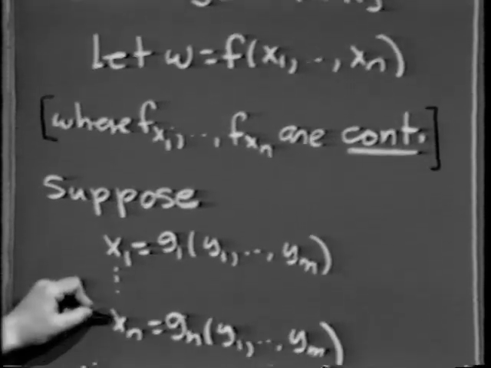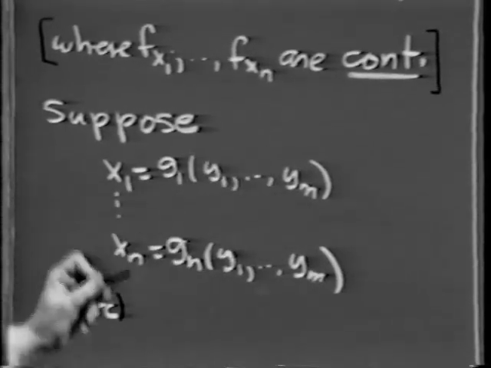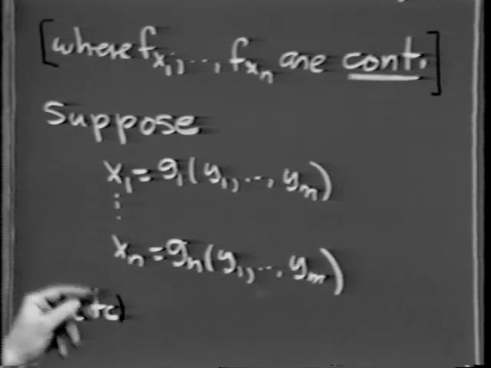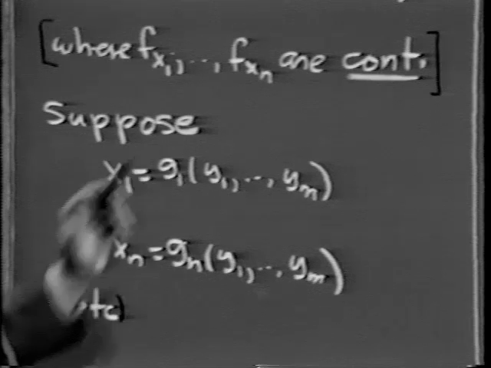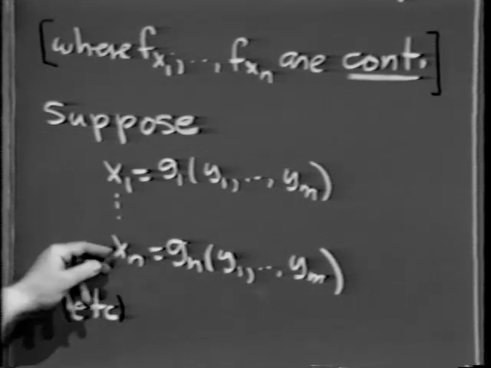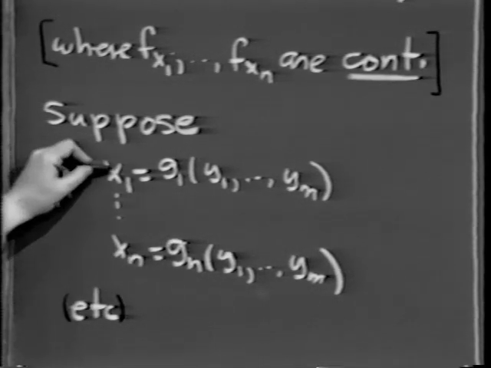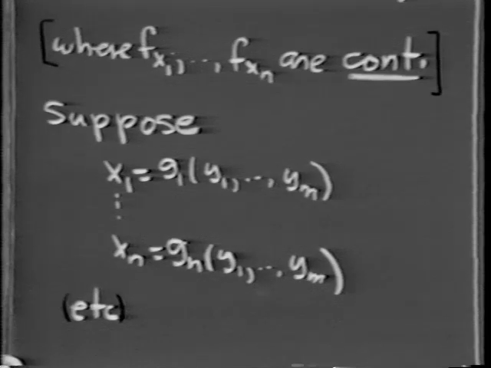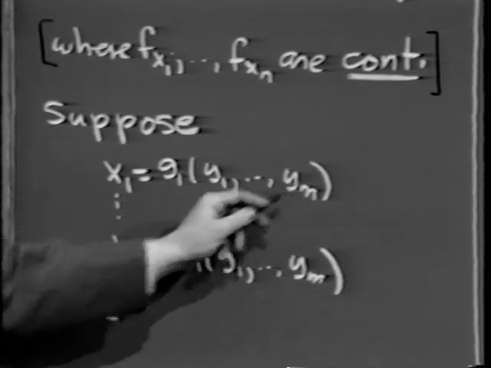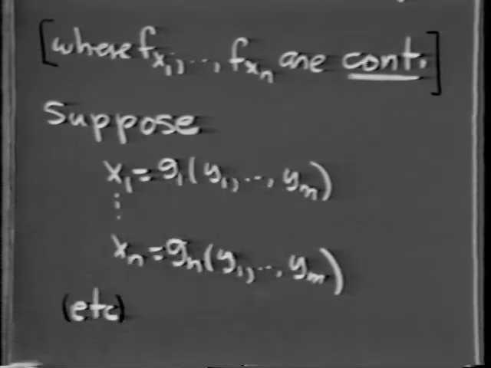At any rate, let's suppose now that each of the n variables x1 up to xn turn out to be functions of the m variables. n and m could conceivably be equal, but m could even be more than n. It can be less than n. There's no reason why they have to be equal. All we're saying is, speaking in the most general terms, suppose each of the n x's is a continuously differentiable function of the m independent variables y sub 1 up to y sub m.